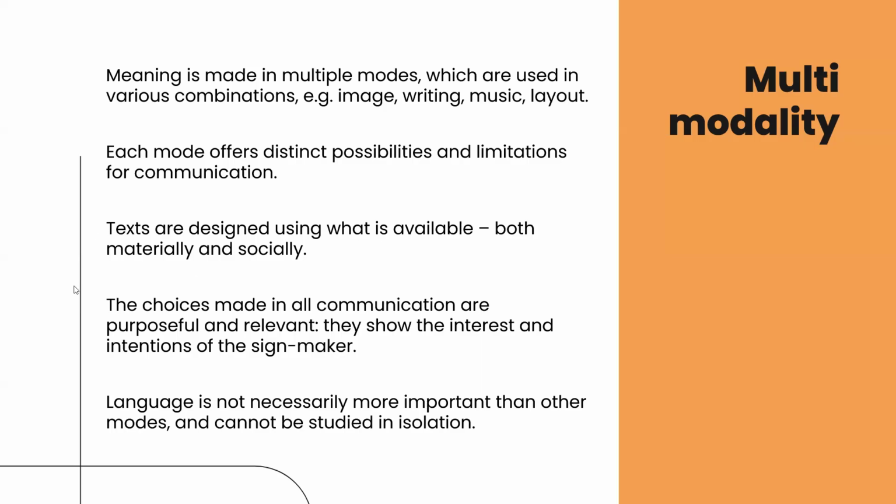Texts are designed using what is available, both materially and socially. If a person can make a movie, that will be the text. If a person can only make a book, that is also a text. If a person can make an Instagram post, that is a text. Why text? Because all of those things are things that we can read and derive meaning and make meaning out of. So usually the person expresses themselves in whatever material and societal permission that they have.